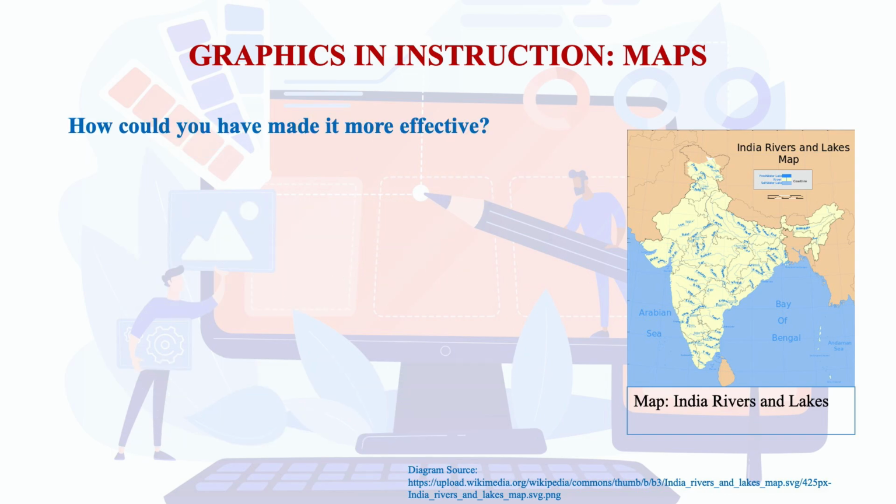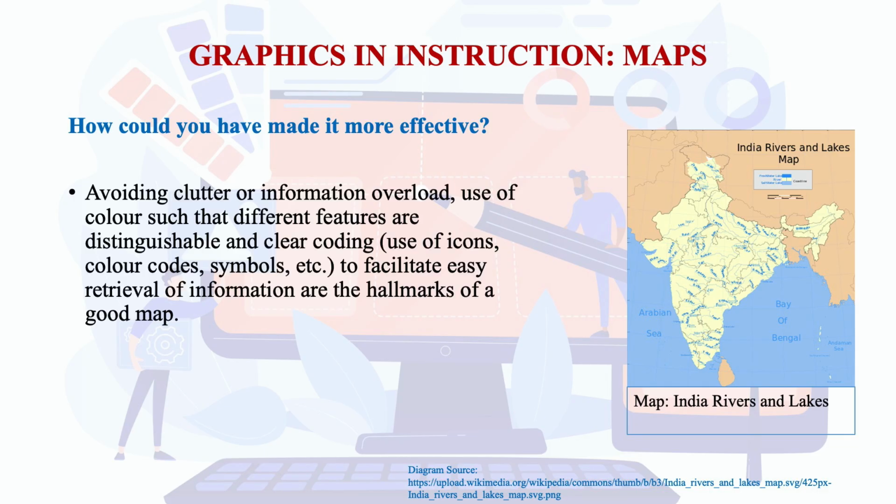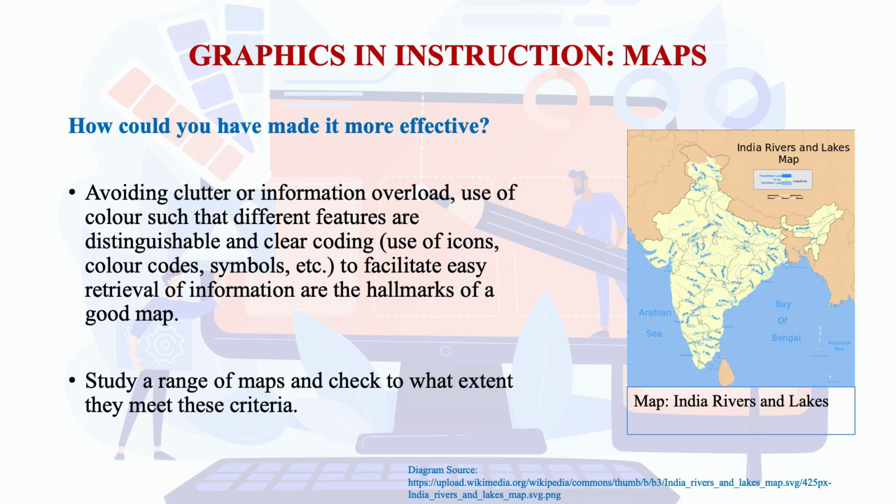How could you have made it more effective? Avoiding clutter or information overload, using colors such that different features are distinguishable, and clear coding. You may use icons, color codes, symbols, etc. to facilitate easy retrieval of information. These are the hallmarks of a good map. Study a range of maps and check to what extent they meet these criteria.